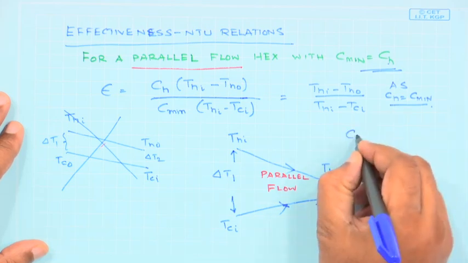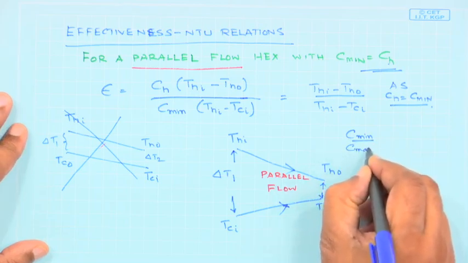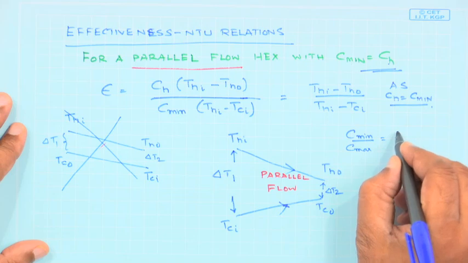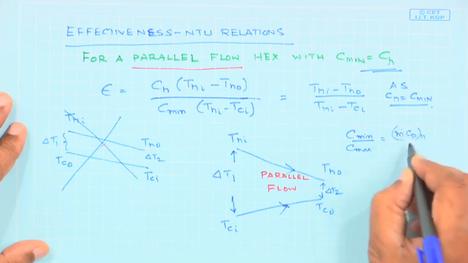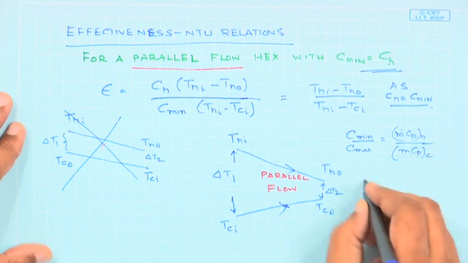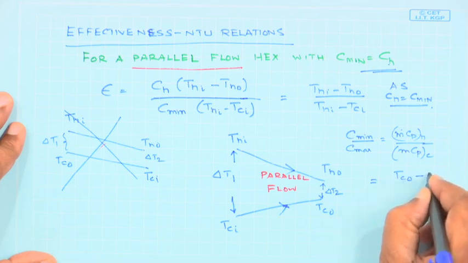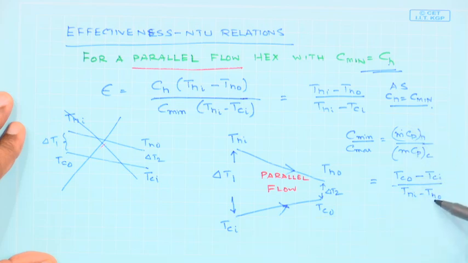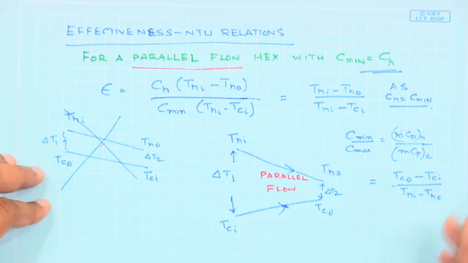And what is C minimum by C maximum? C minimum times delta T must be equal to C maximum times delta T, that is, m dot Cp delta T. So, m dot Cp of the hot fluid by m dot Cp of the cold fluid must be equal to TCO minus TCI divided by THI minus THO. So, m dot Cp of the hot side multiplied by delta T on the hot side must, for heat balance, be equal to m dot Cp of the cold side multiplied by the temperature rise on the cold side. From a simple heat balance, C minimum by C max is simply expressed as the ratio of the temperature differences of the two cases.